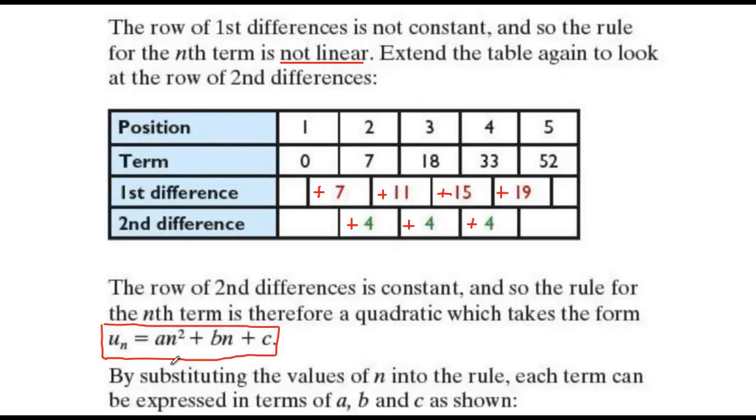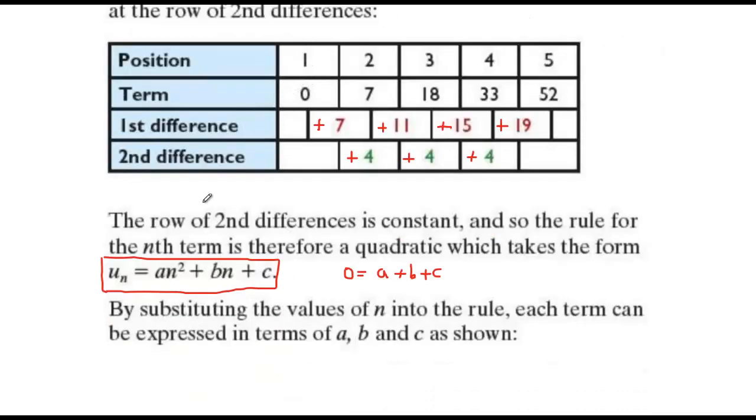You know that the general form of a quadratic expression looks like this: an squared plus bn plus c. If we know the exact values of a, b and c, that will give us the exact nth term of the given sequence. This nth term is basically the formula to find any term of the sequence. So this 0, how did we get this 0? Just plug in 1 in n. This will give us this first term.